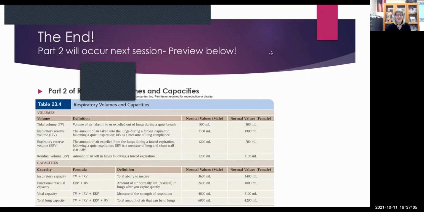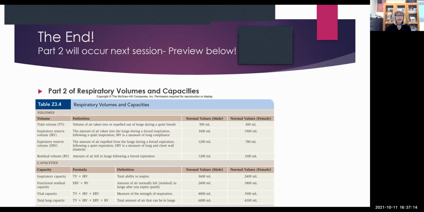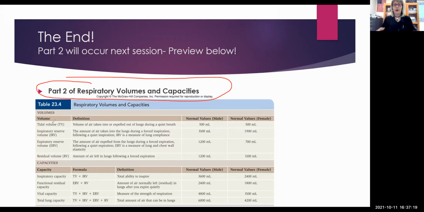And our ending is a little teaser for our next session, part 2, which is a preview below. So what we will be discussing is respiratory volumes and capacities. So me breathing in and out at rest, in and out at rest is tidal volume. Me taking a deep breath as if I'm ready to jump in the water. So a regular breath, suck in more, suck in more. Now you got your inspiratory reserve volume. Okay, so that's number 2, inspiratory reserve volume.